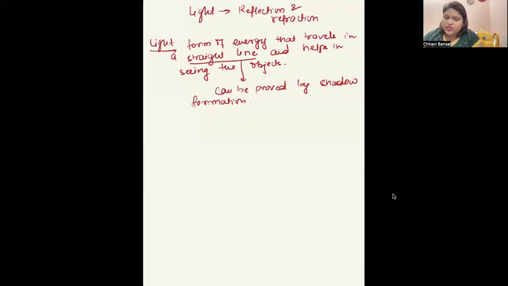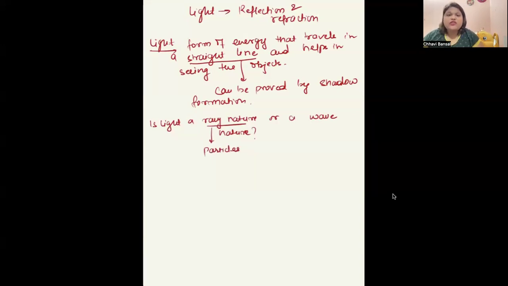Okay. Now the next question arises. Is light of ray nature, or wave nature? Ray nature or wave nature. What does this mean? Ray nature means it is formed of particles. Okay. And wave nature means it is an energy that is transferred by the particles present in the medium. Okay. So that is wave nature. So can you tell me, is light ray nature or wave nature?